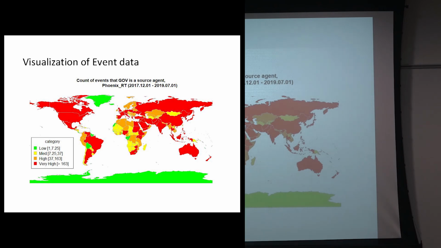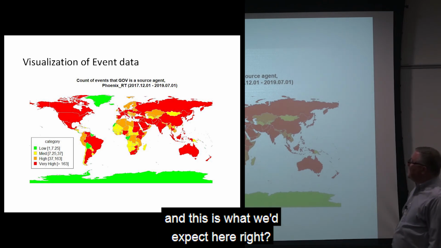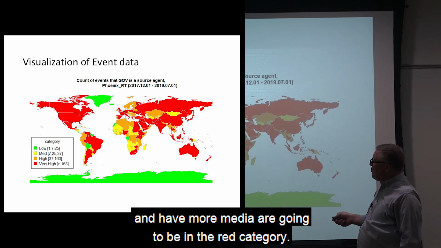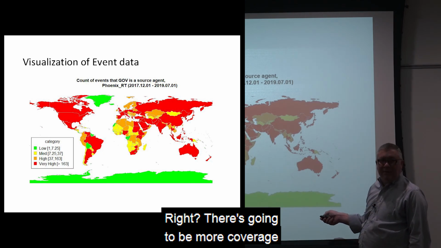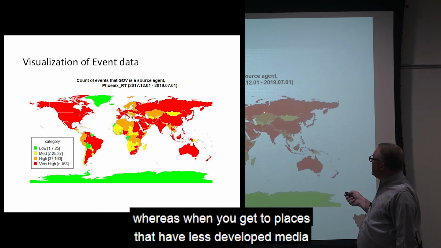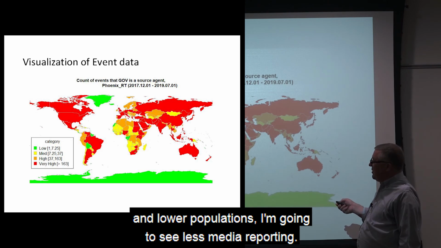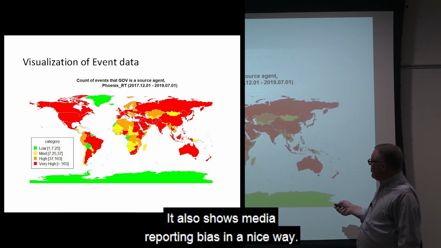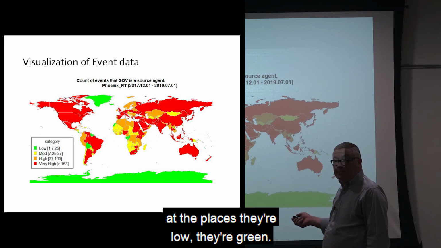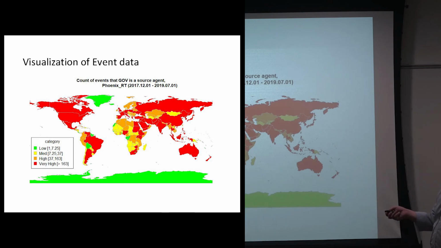This is the map we're aiming for. And as you see, this is what we'd expect here, right? Countries that are more developed and have more media are going to be in the red category, right? There's going to be more coverage of government activities in those places. Whereas when you get to places that have less developed media and lower populations, I'm going to see less media reporting. It also shows media reporting bias in a nice way, right? Because look at the places that are low, they're green.